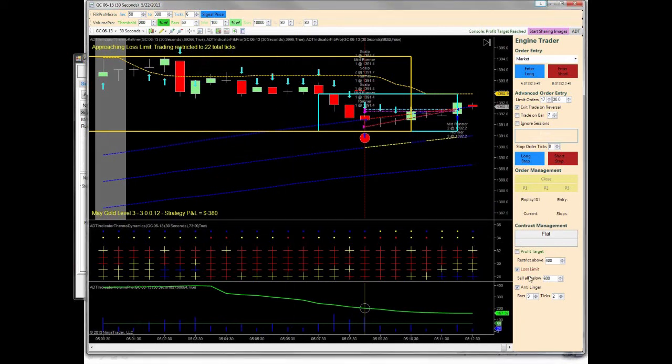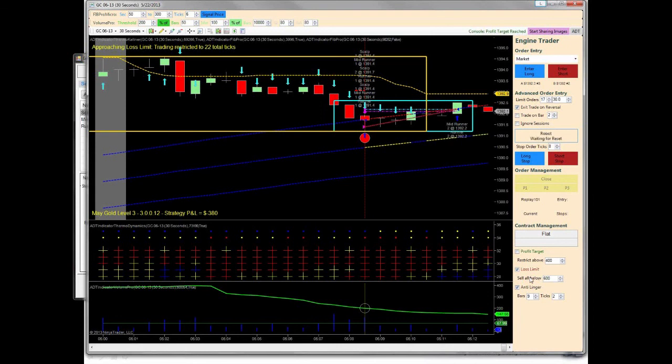Well, if you look down here, my loss limit is $600. Since I'm trading gold, I've got $10 per tick to play with. Right here it says, trading restricted to 22 total ticks. That means that the difference between 380 and 600 is $220, and sure enough it is. That 22 ticks represents $220 of ticks.